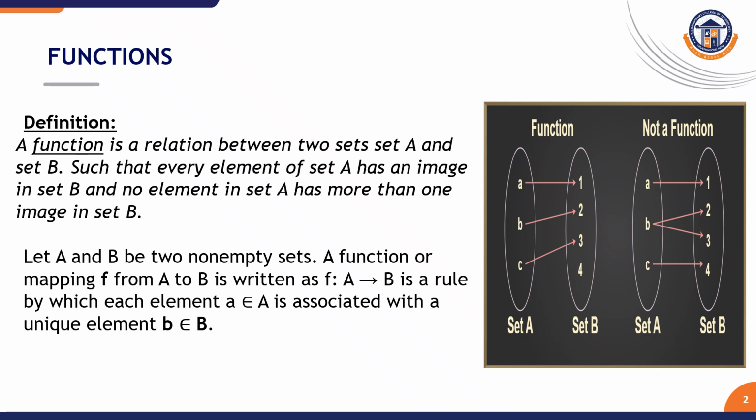So it can be written as: a function or mapping f from A to B is a rule by which each element a belonging to A is associated with a unique element b belonging to B.